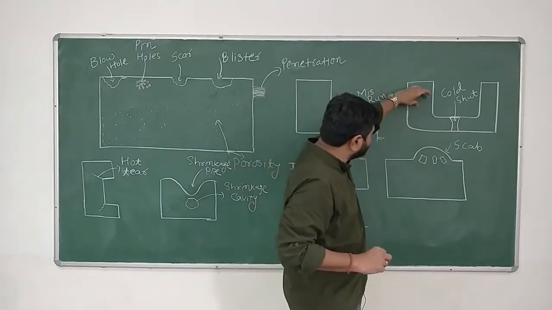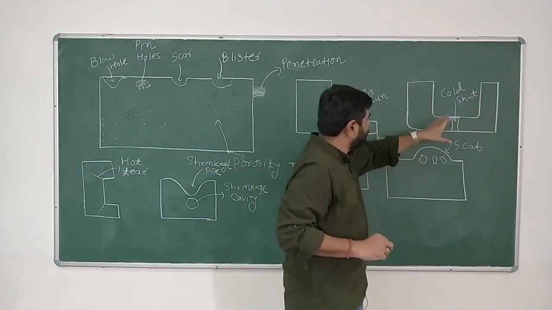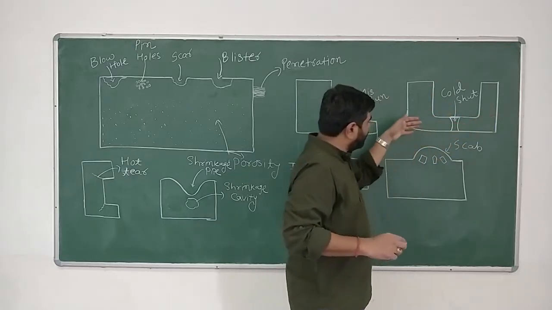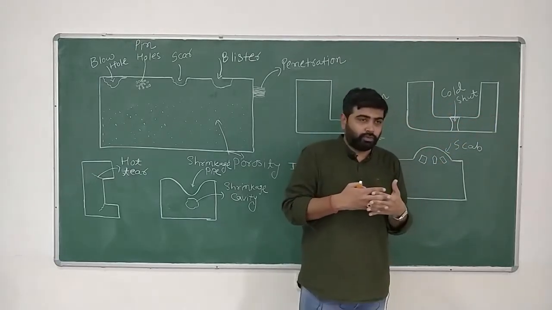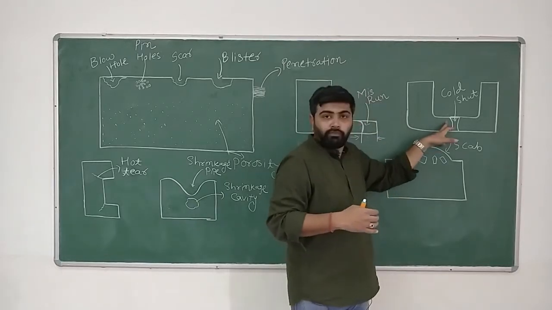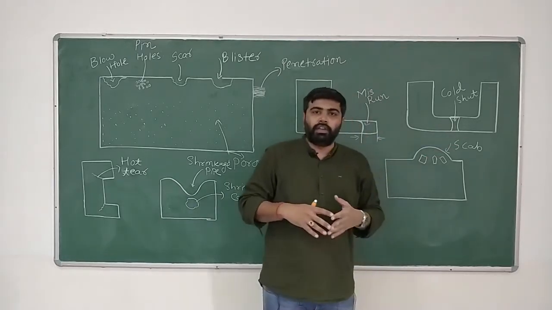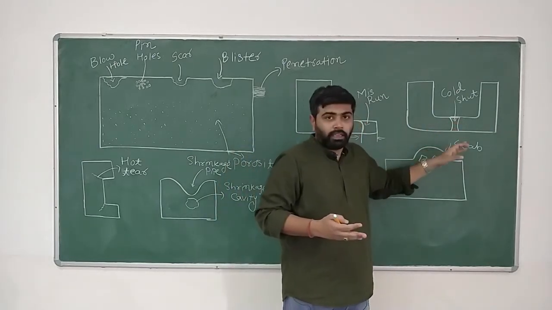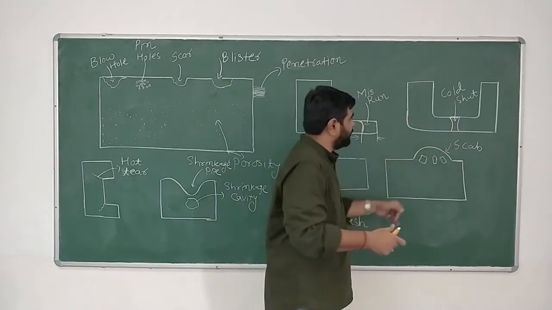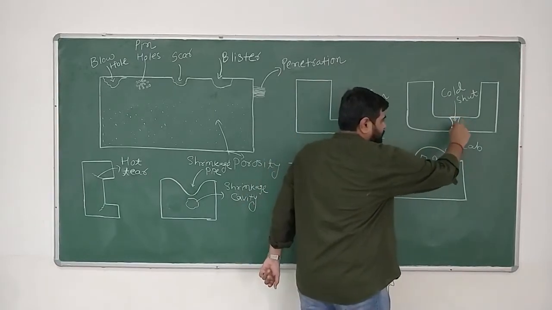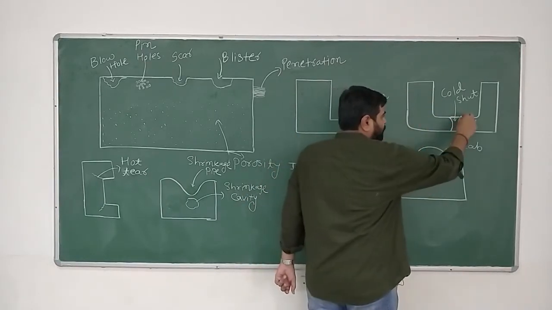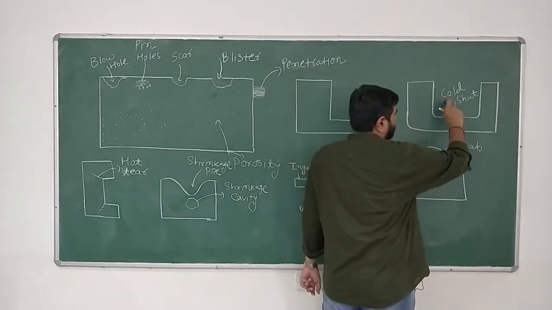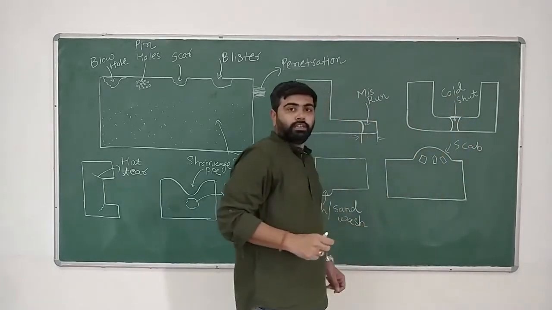Let's say there are 2 streams of liquid metal coming from both sides, from here and here, and when they have to fuse together, because of lack of fluidity or because of a lesser degree of superheat, they are not able to fuse together, and so they will form a defect like this. Here one stream has solidified, and at this point the other stream has solidified, and this particular defect is called a cold shut.